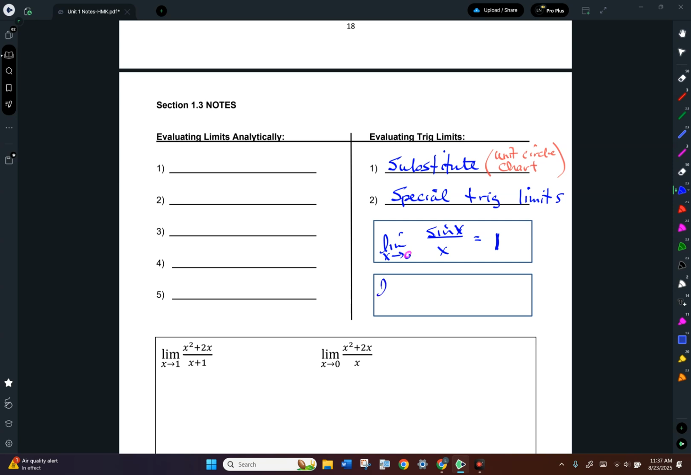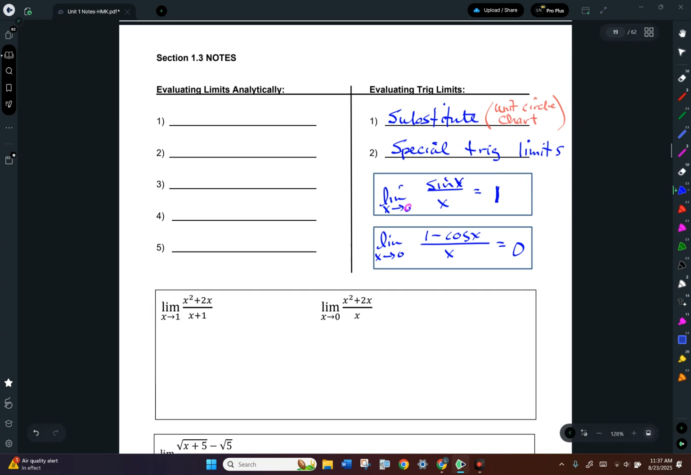And the other special limit that comes up a lot is the limit, again, as x approaches 0, of 1 minus cosine x, all over x. And again, you can't substitute because this will be undefined. There's actually a hole on this graph. But if you look at the graph, you could predict that the y value is going to be 0.